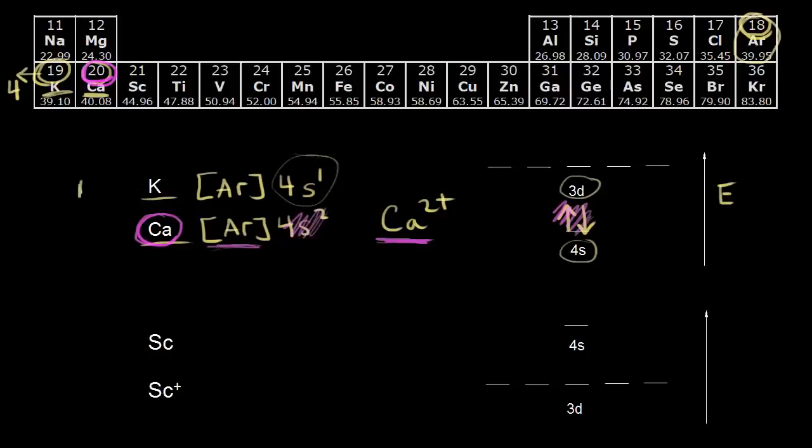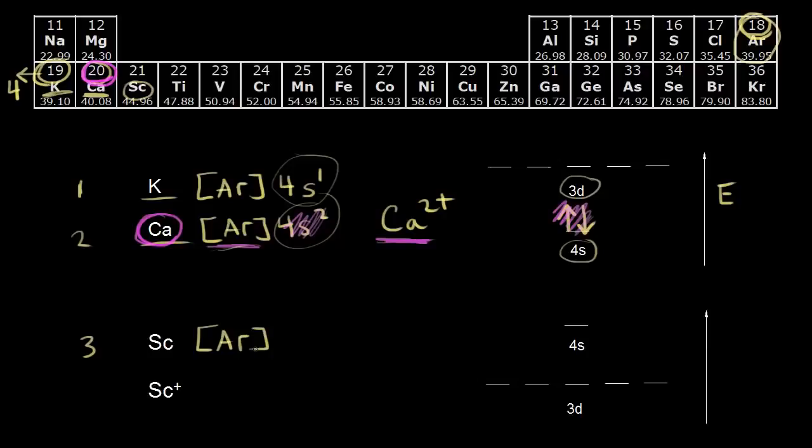So for potassium, once we accounted for argon, we had 1 electron to think about. For calcium, once we accounted for argon, we had 2 electrons to think about. And so if we go to the next element on the periodic table, that's scandium. That's 1 more electron than calcium, so we'd have 3 electrons to worry about once we put argon in here like that. And this is where things get weird.